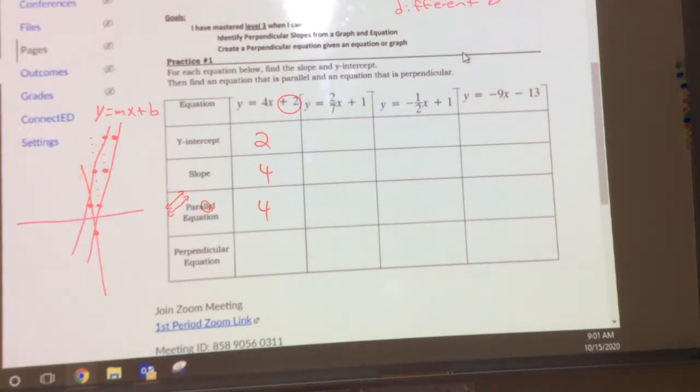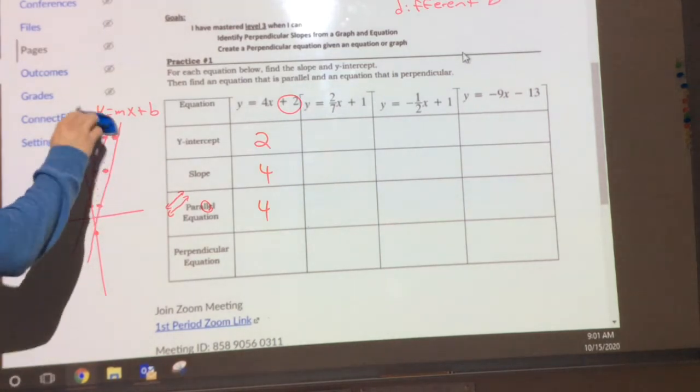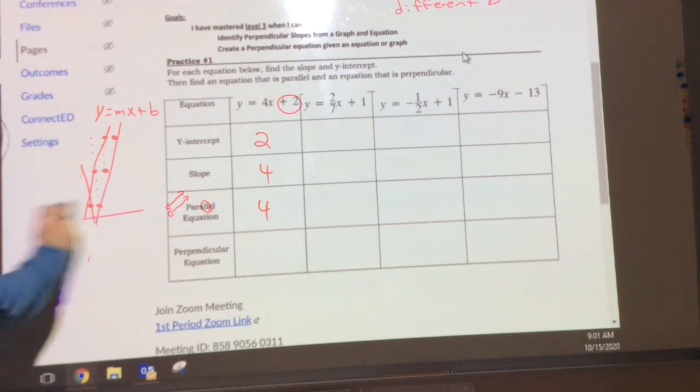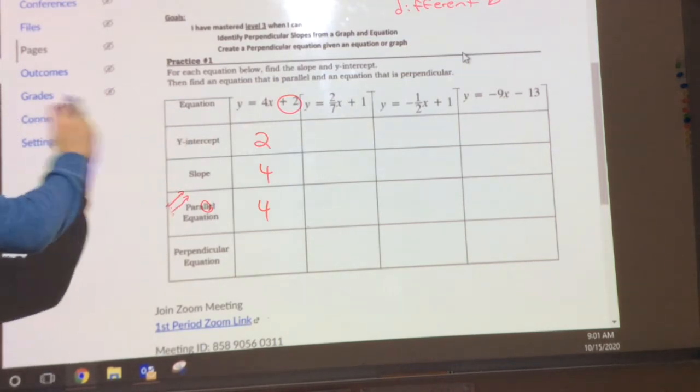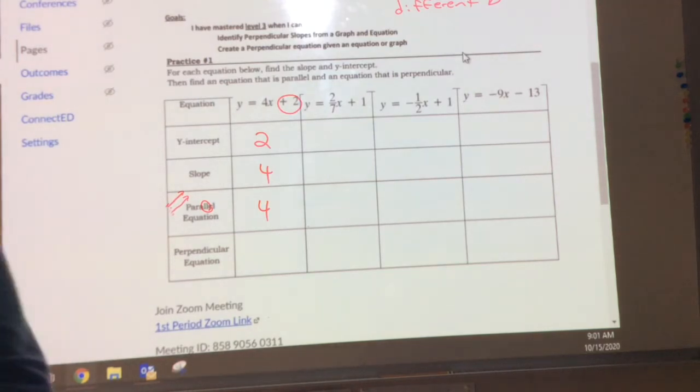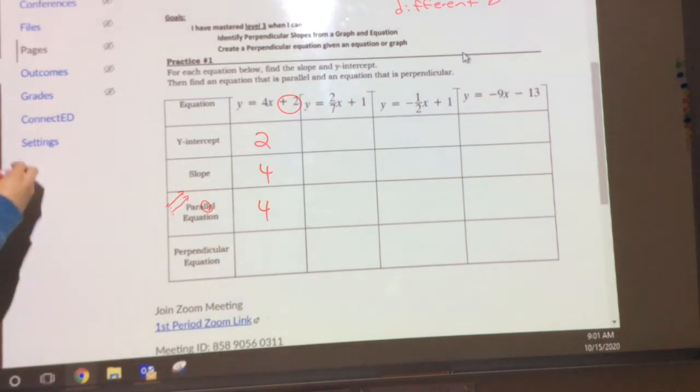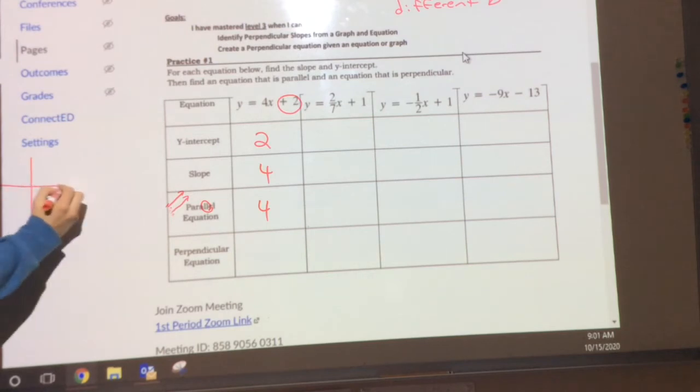All right. What does it mean to have perpendicular lines? Stone, what do you think? Two lines cross and they make like all triangles. Yeah. Two lines cross and form 4 right angles. So let me just give you a couple examples. Perpendicular?